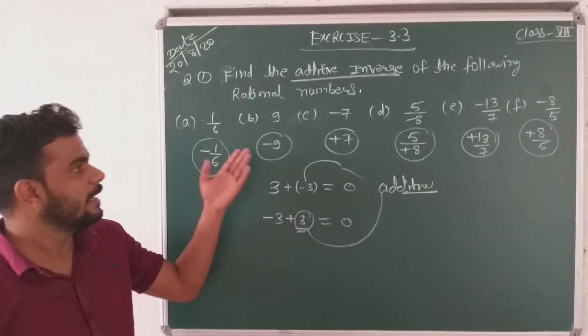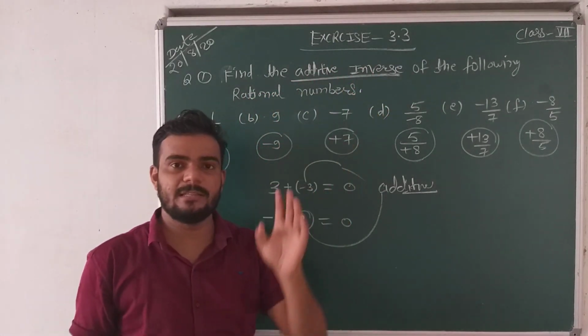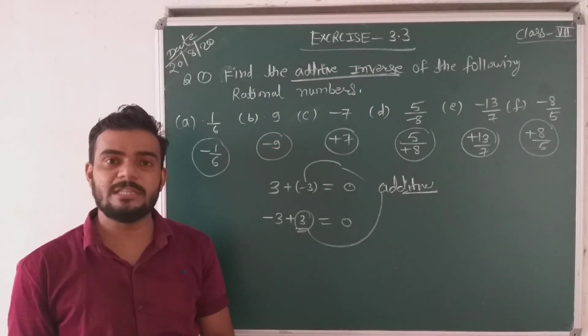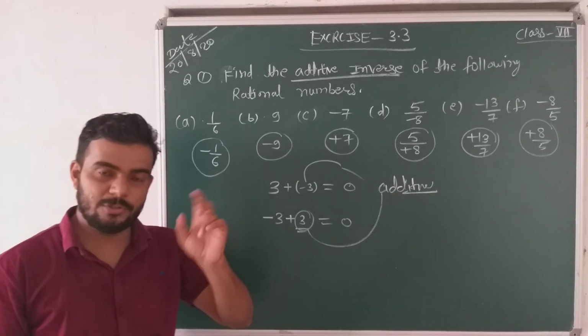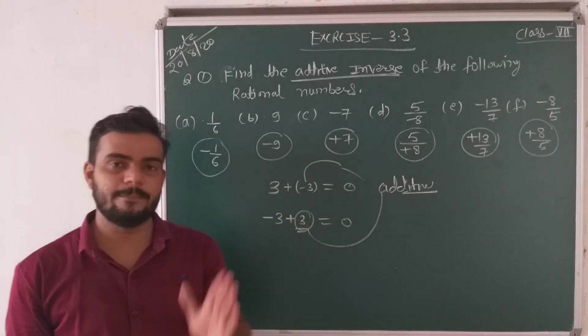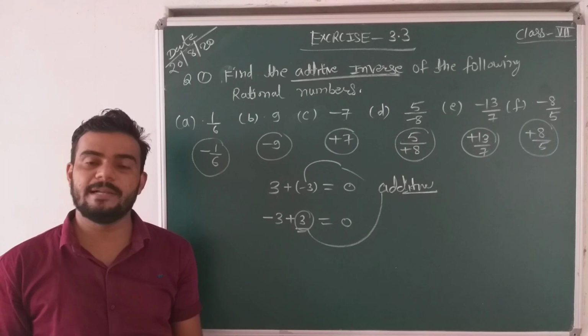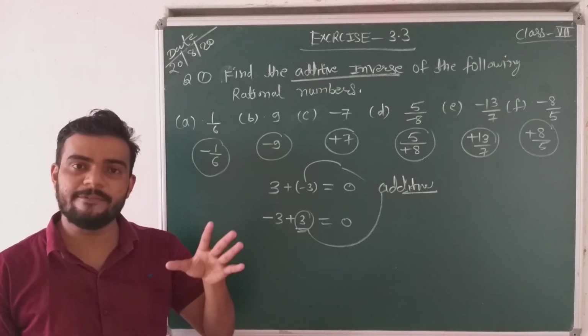It means the additive inverse is the number which we add to the given number so that the result becomes 0. The number that, when added to the given number, makes the result 0, is called the additive inverse.